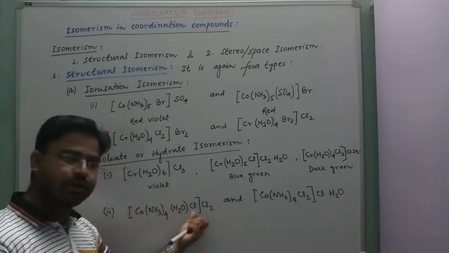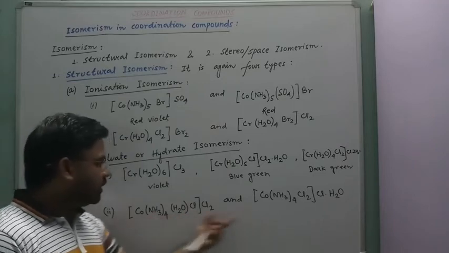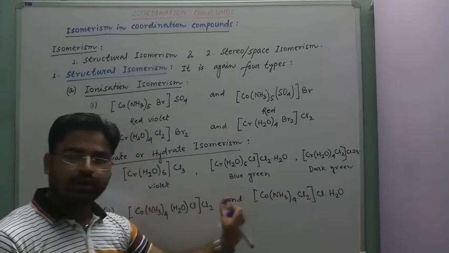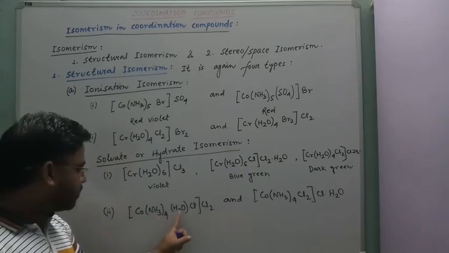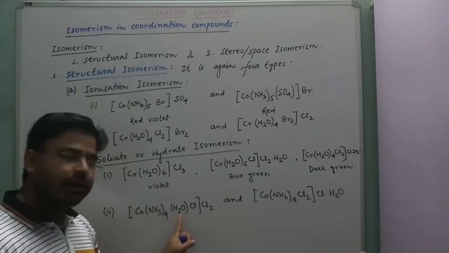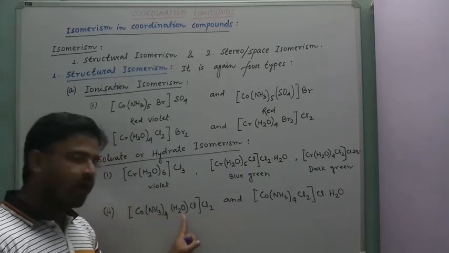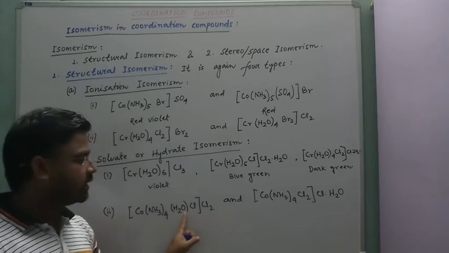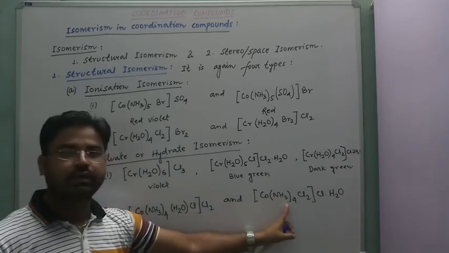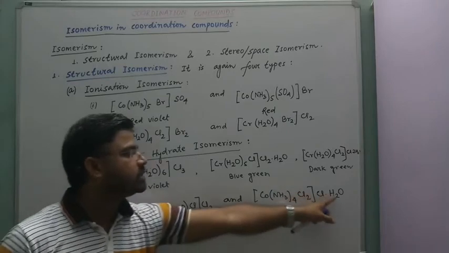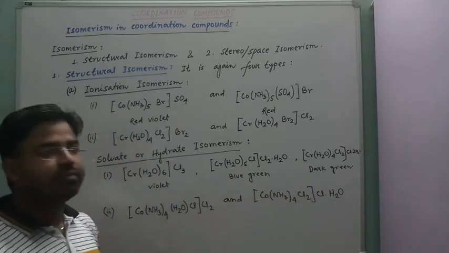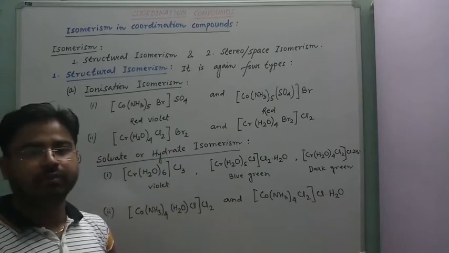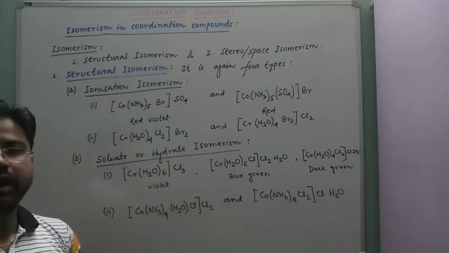4, 5, 6, coordination number is 6. Here see 4, 2, 6, coordination number 6. Central atom is cobalt. So in this compound, 1 H2O molecule is present as ligand along with 4 NH3. But here 4 NH3 only present as ligand, H2O is free solvent molecule. Although both the compounds have the same molecular formula, these are solvate or hydrate isomers.